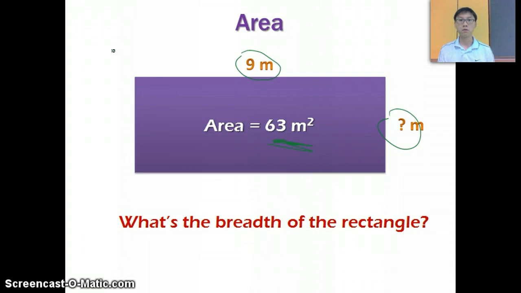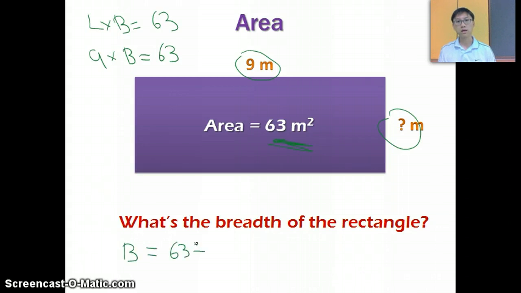Quite simple, because length times breadth is equal to the area, which is 63. I know my length, so 9 times breadth is equal to 63. So how do I find my breadth? My breadth is actually equal to 63 divided by 9, and that will give me 7. So my breadth is 7 meters. Now let's check. If this is 7 meters, 7 times 9 gives me 63. So I am correct.